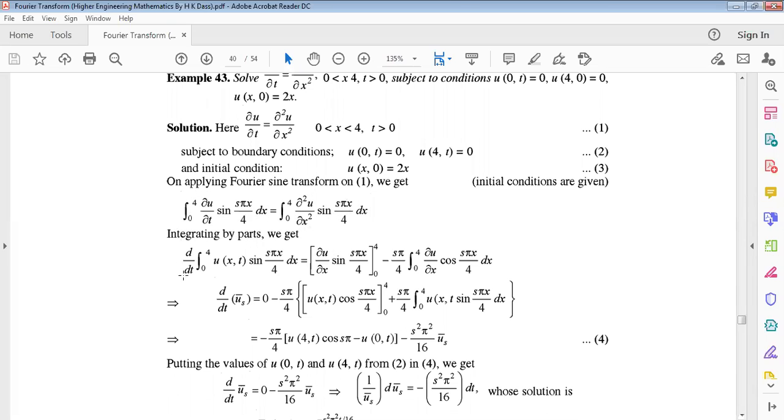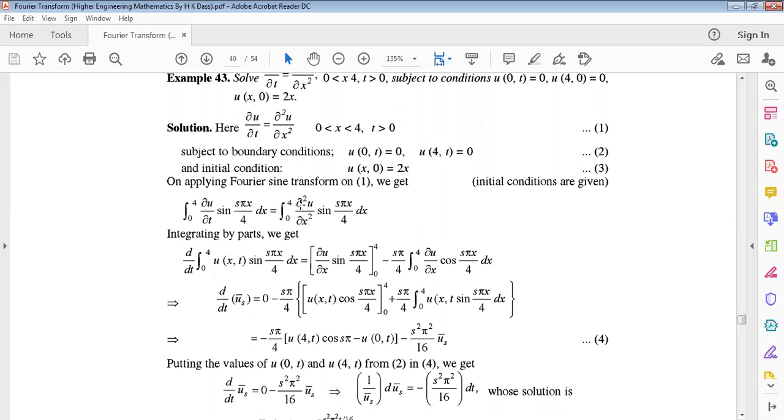we get d/dt of the integral from 0 to 4 of u(x,t) sine s pi x by 4 dx, which equals the sine transform of u(x,t). This is the Fourier transform of the u function. This equals del u del x sine s pi x by 4 from 0 to 4, minus s pi by 4 times the integral from 0 to 4 of del u del x cos s pi x by 4.